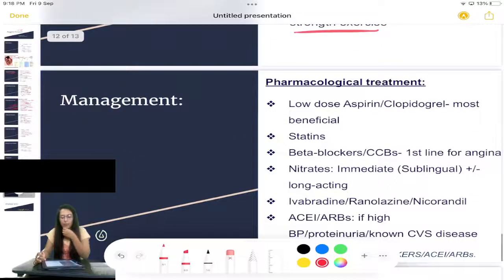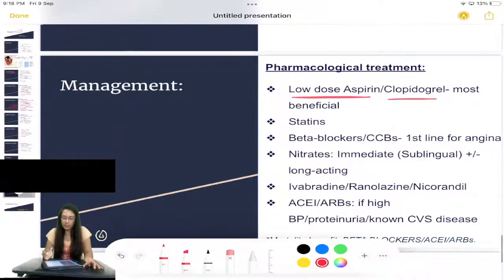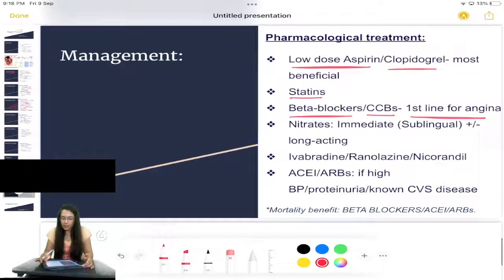Then comes pharmacological treatment. First is low dose aspirin or clopidogrel, most beneficial in angina. Then statins, obviously, to decrease cholesterol. Then beta blockers and CCBs. For angina specifically, these are first line drugs. You can start either beta blocker or CCB, and then reach the maximum dose of either of them. If symptoms still persist, then you can combine them.